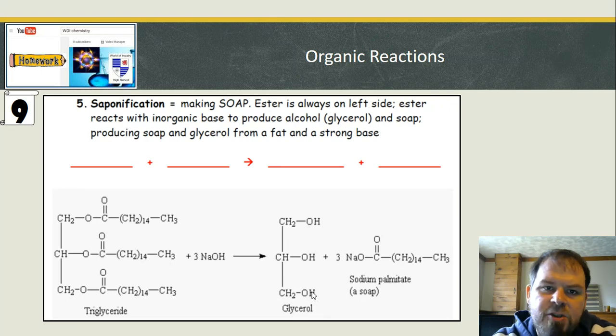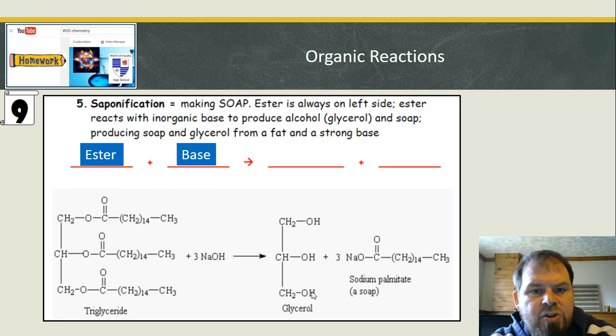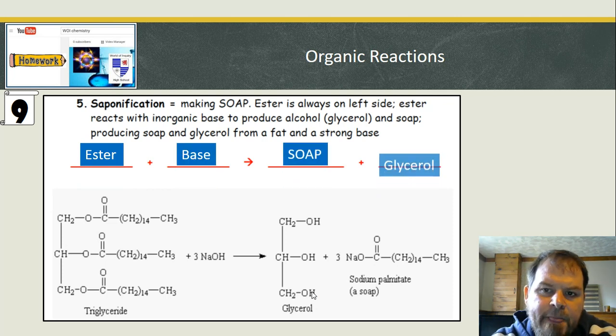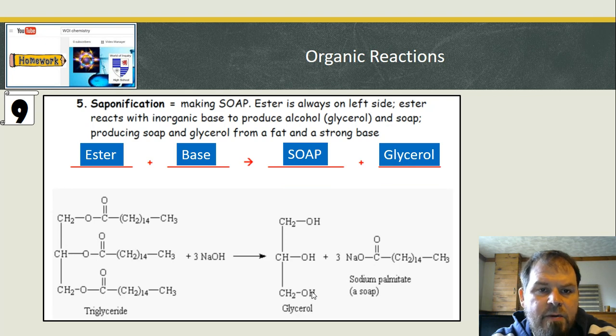Saponification, this one's tough, but just remember soap. Saponification looks like soap just reorganized. Move the O and you got soap. This is going to take an ester and a very strong base to make soap and glycerol. All you have to really remember is it makes soap. Very rarely do you even have to know that it's an ester and a base.